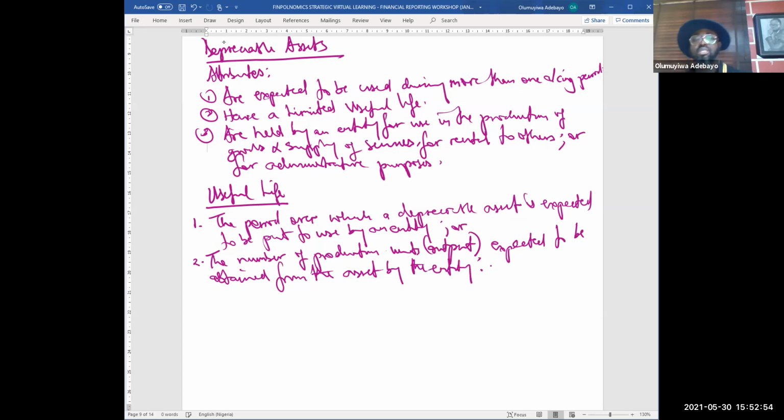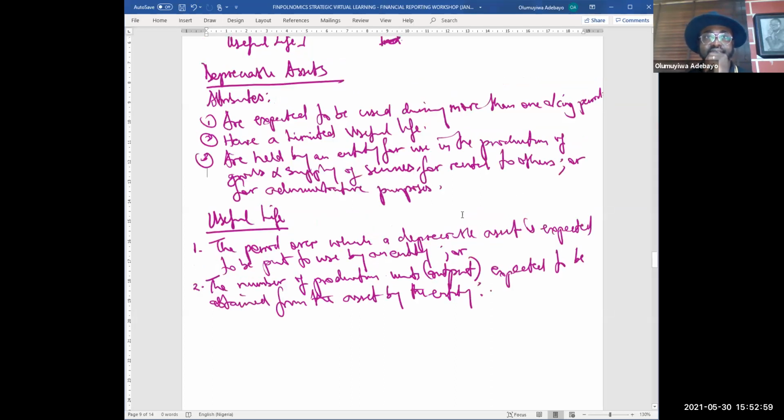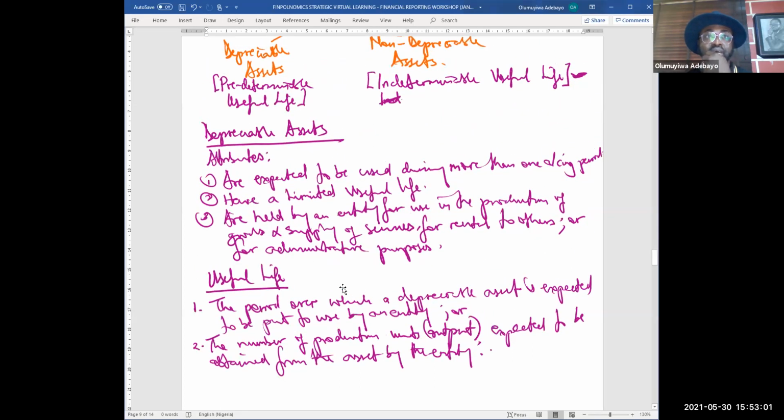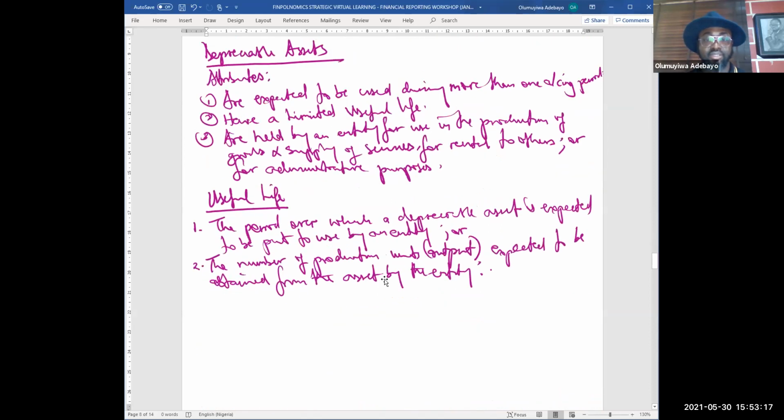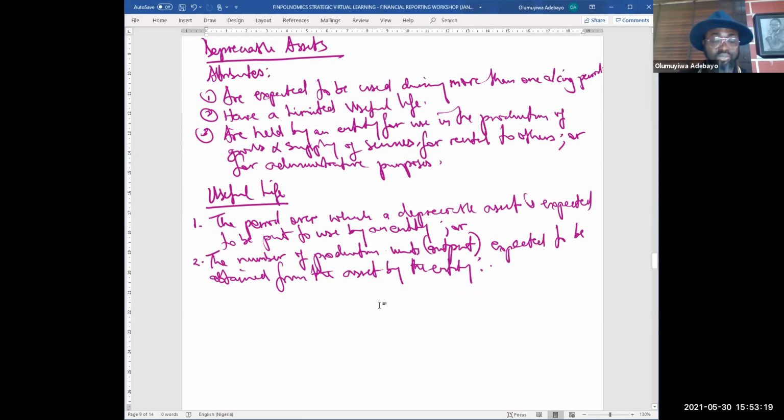Okay, therefore, which is synonymous to what I've discussed earlier also, the period to which an asset is expected to be put to use can be determined in years, in machine hours or service hours, or in units of production. Okay, that is that. Any other question?